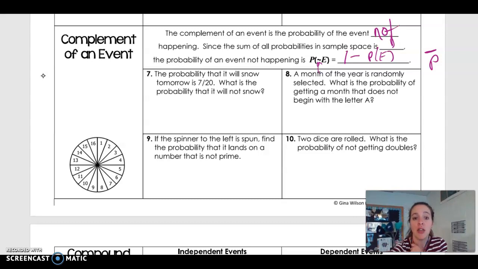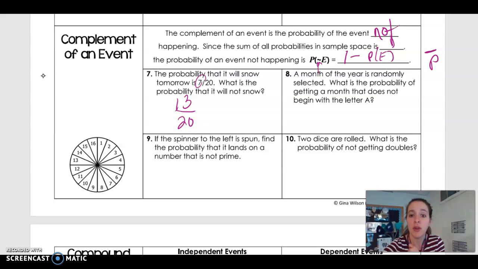So the probability that it will snow tomorrow is 7 out of 20. What is the probability that it will not snow? Well, I'm going to keep my same denominator, and I'm just going to subtract this 7 from that. So I know that if 7 of those chances are going to be happening, the rest of them, or 13 of those chances, would be it not happening. Okay, so that's how I found the complement.